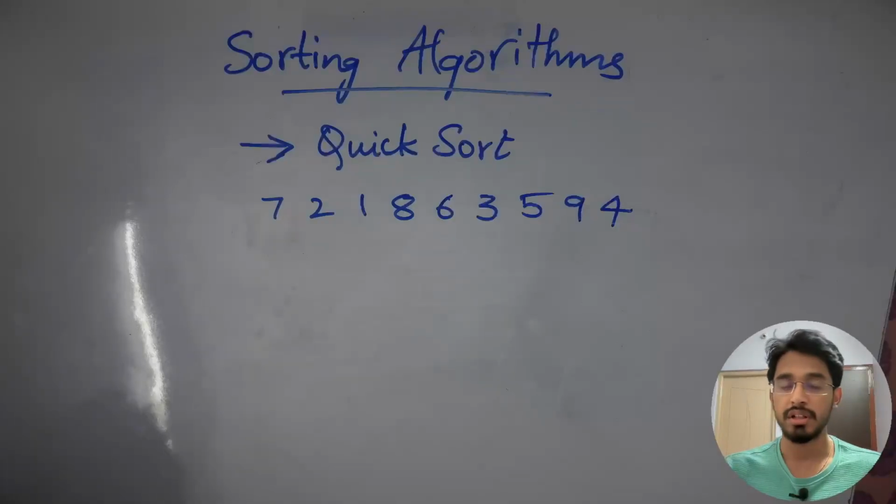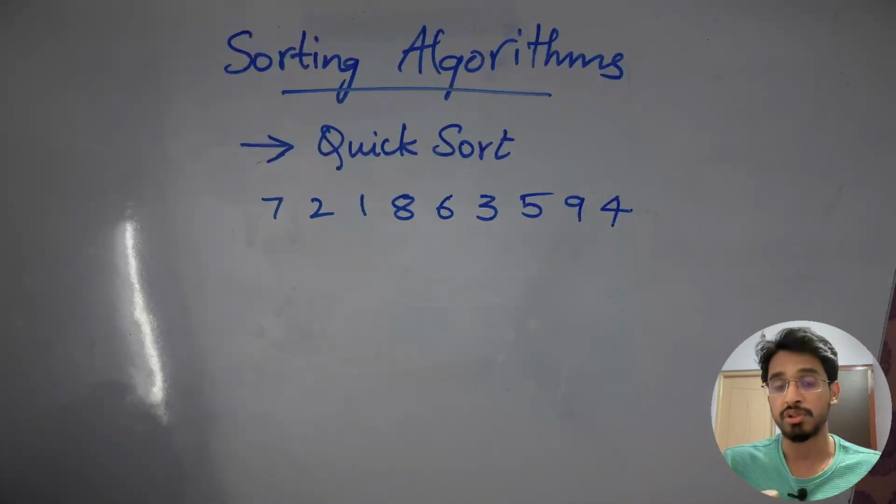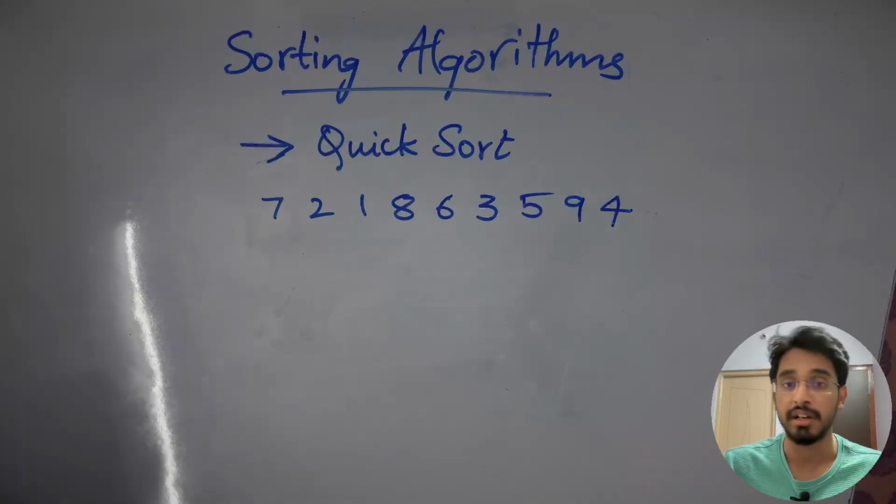So hey everyone, in this video we are going to learn the quick sort algorithm. This is an algorithm which is similar to merge sort, but it is much more efficient than merge sort. It also has a time complexity of O(n log n), and when it comes to space complexity, this algorithm performs better than merge sort. I'll tell you how.